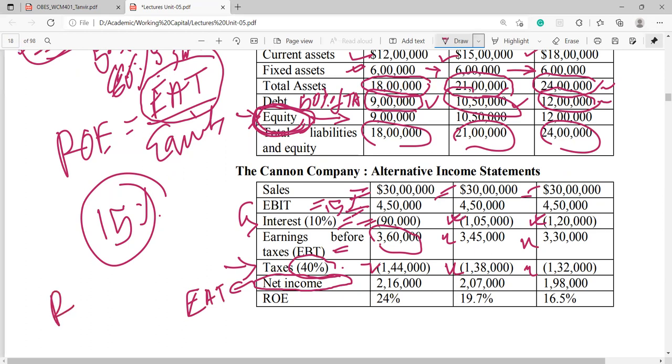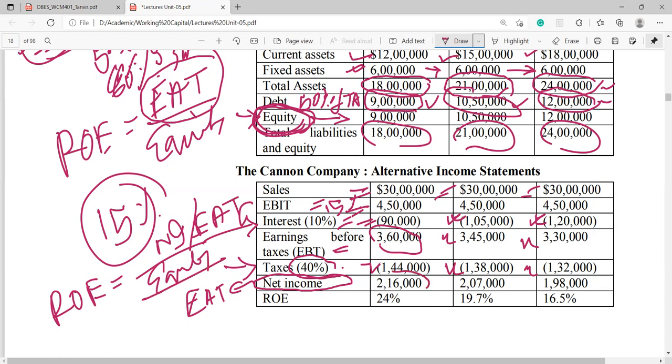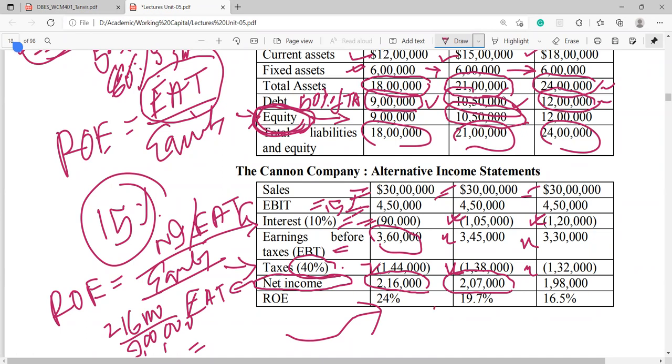Return on equity equals net income, or earning after tax, divided by equity. So your net income is 2,16,000. 2,16,000 divided by how much equity? 9 lakh. Very good. Now calculate and find out whether the result is 24% or not. Then 2,07,000 divided by 10,50,000. How much? 19.7. Very good. And then 1,98,000 divided by 12 lakh is 16.5. Is it correct? Have you calculated?